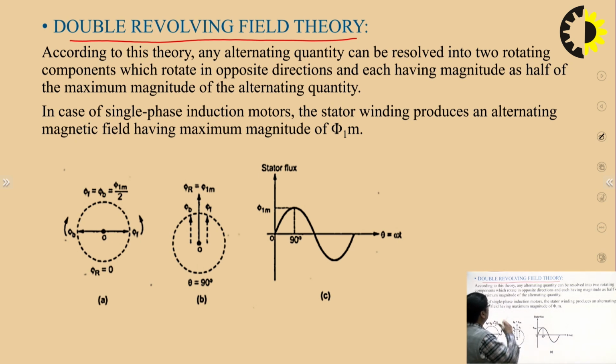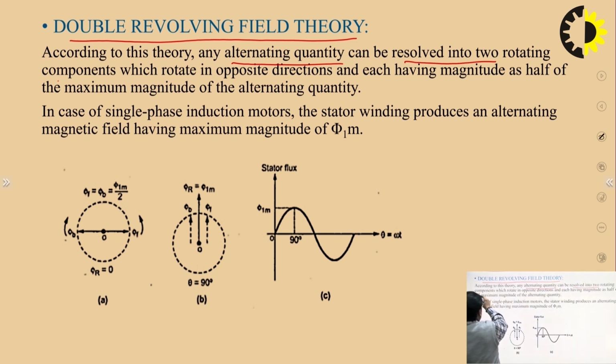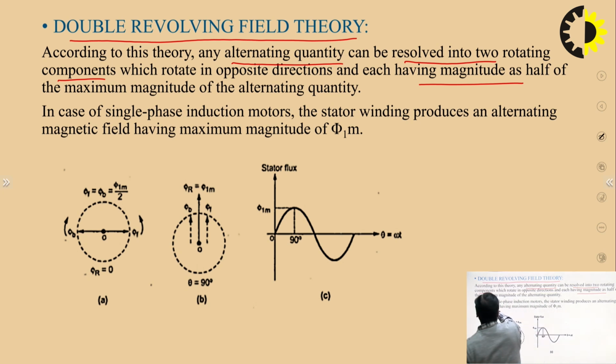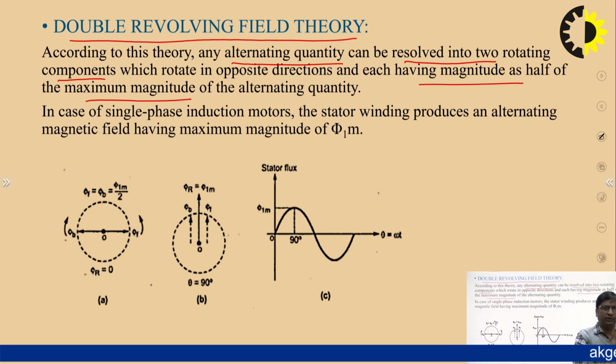Now, what is this double revolving field theory? In this theory, any alternating quantity can be resolved into two rotating components, which rotate in opposite directions, each having a magnitude of half of the maximum magnitude. That means they both have equal magnitude and they are rotating in opposite directions.